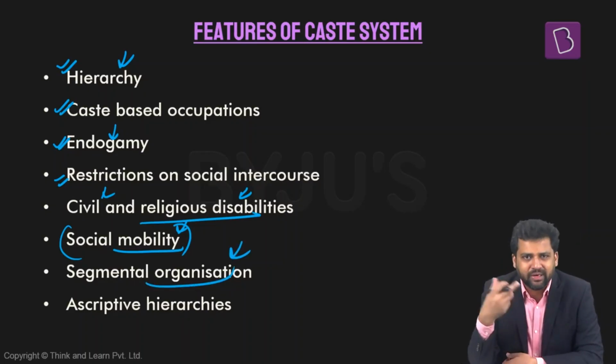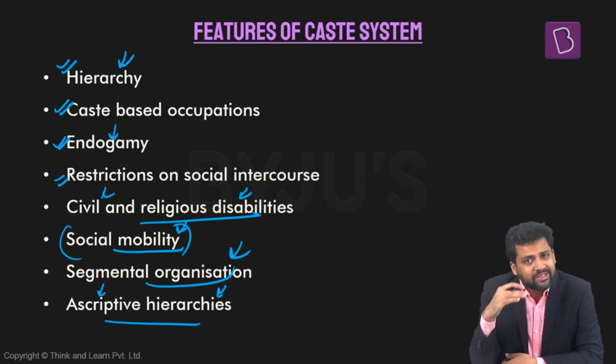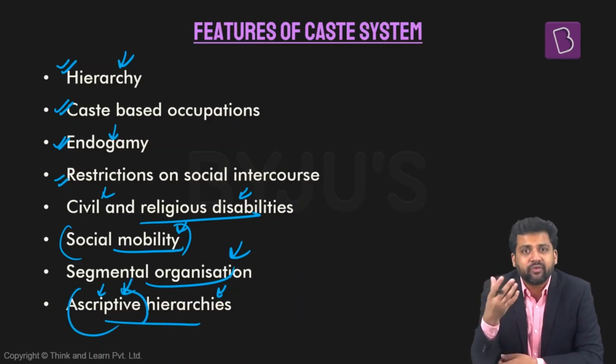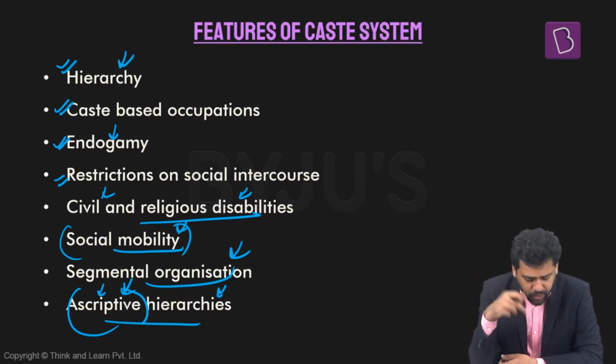Also, the society is divided into different kinds of segments, so segmental organization of societies is there. Ascriptive hierarchies are there. What do we mean by this? Ascriptive means something which is from birth. So the caste system creates hierarchies, and these hierarchies are maintained because of the ascriptive criteria. People are born into a particular caste. They cannot change their caste. Their economic opportunities are also linked to the caste they are born in, because you cannot change your occupation. Whichever caste you're born in, you have to take up the occupation of that caste. So there are ascriptive hierarchies here.